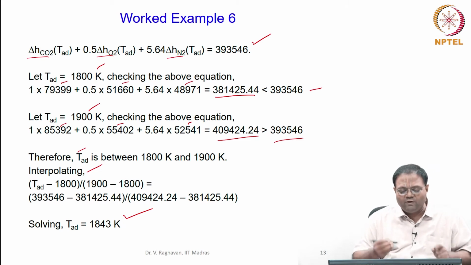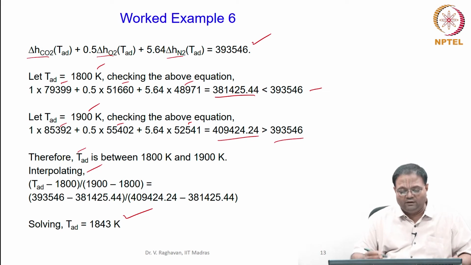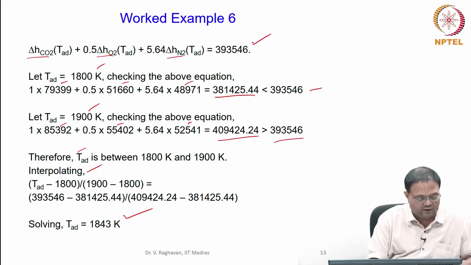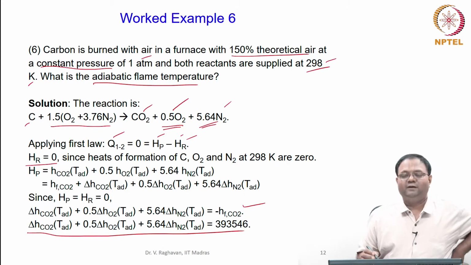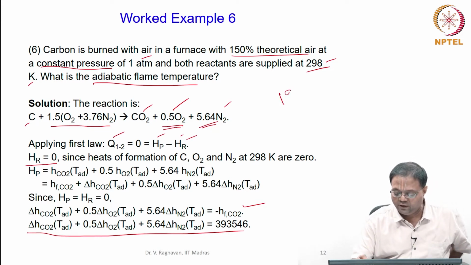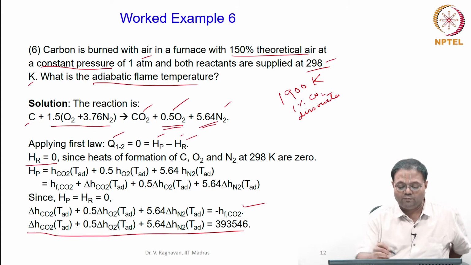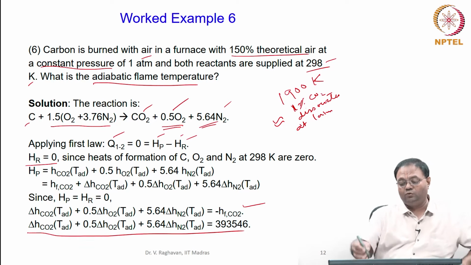So why have we not considered dissociation here? That's the assumption we are making. For example, at 1800 Kelvin some small amount of CO2 may dissociate, but it is not so high. Actually, when the temperature is around 1900 Kelvin, approximately 1% of CO2 dissociates at atmospheric pressure.